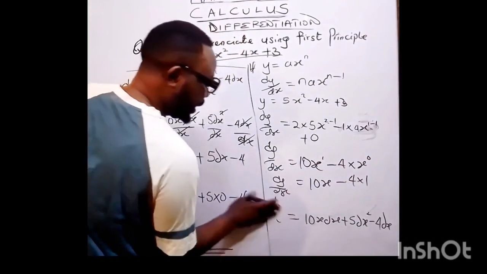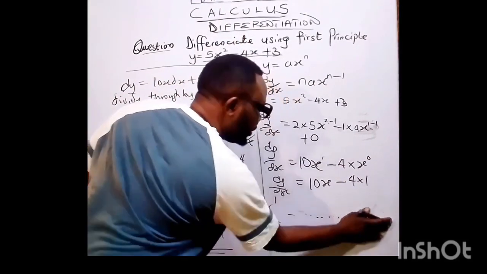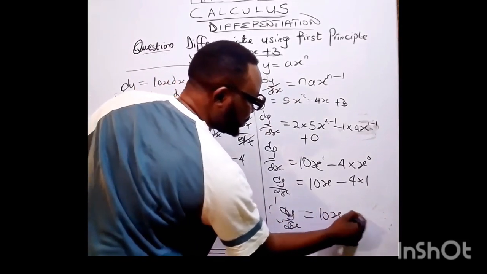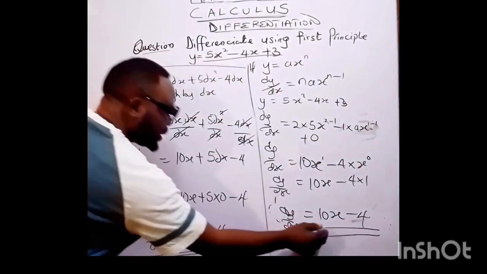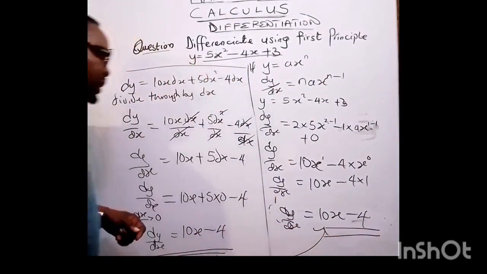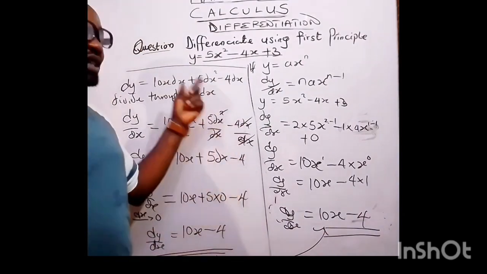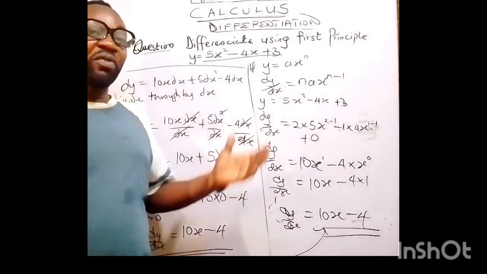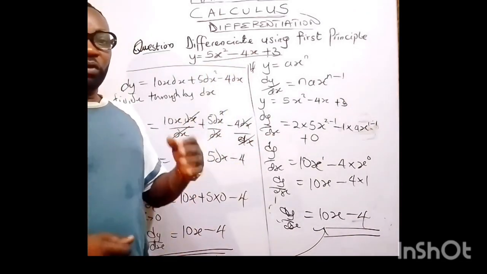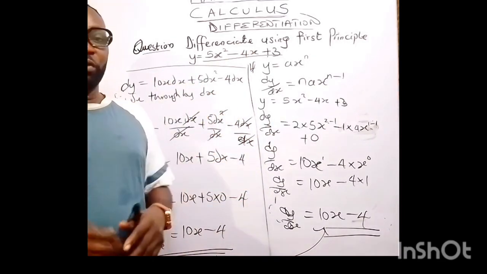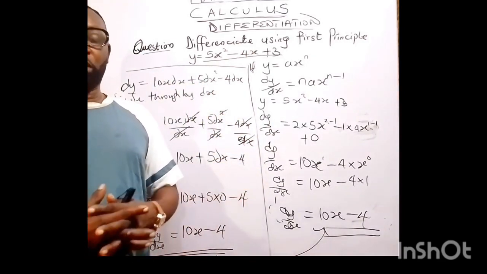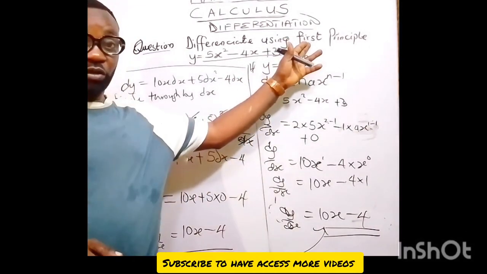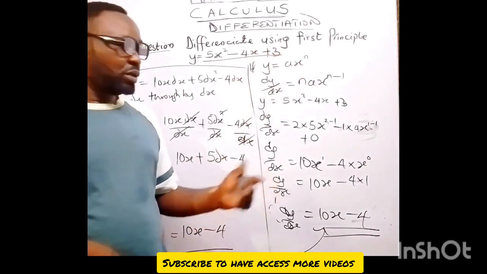So dy/dx at this level will be equal to 10x minus 4. You see, they cancel. Compare it to one another, you can see that they mean the same thing. But look at the steps we passed through before arriving at this one. You will have to make use of that first principle. You have to make sure that you learn how to follow those steps accordingly. It is easy to approach, and you get your answer easily. If you make use of this, but you are asked to use first principle, you will not be given your answer at all. So follow the instruction accordingly.